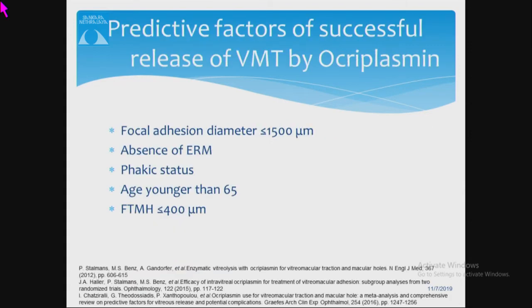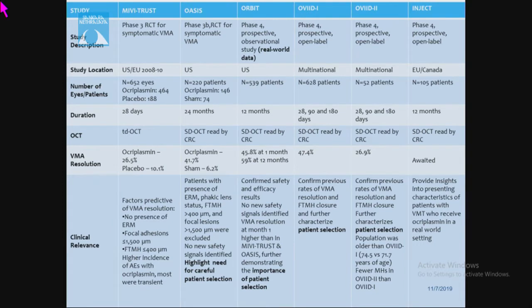The post-hoc analysis of the study showed that there were some positive predictive factors for the successful release of VMT by ocriplasmin, which included a focal adhesion diameter of less than 1500 microns, the absence of ERM, the phakic status of the patient, an age younger than 65, and a macular hole of less than 400 microns as compared to larger macular holes.